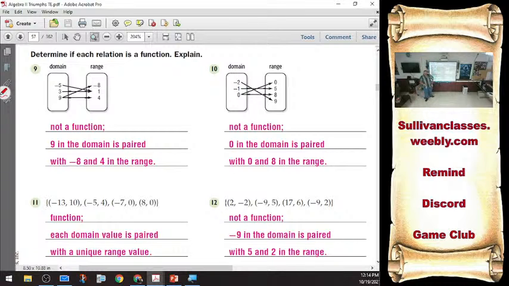you don't have to say it the same way that they do. But the idea about this was I could say not a function because 9 maps to -8 and 4. If I had just said that, all right, you're good. Like, it's shorthand. I would hope that you can English, but there you go.